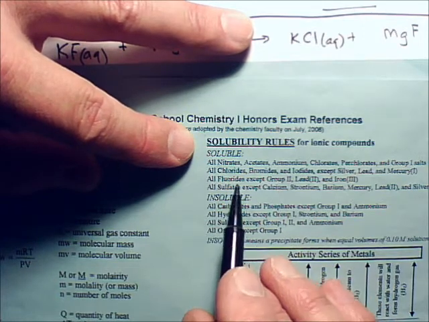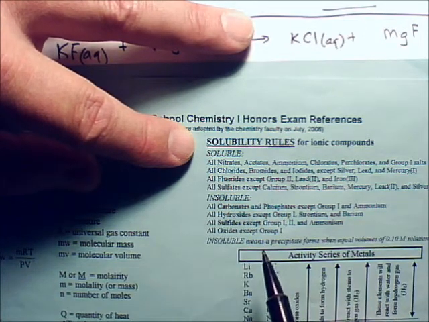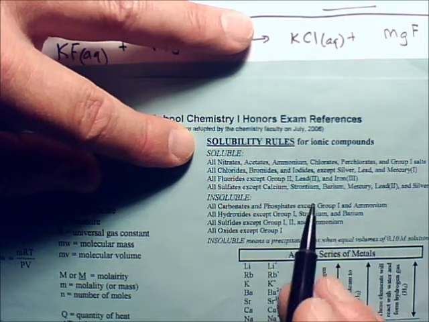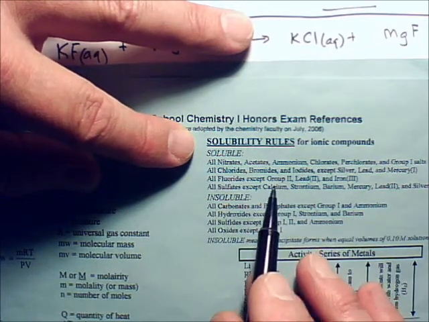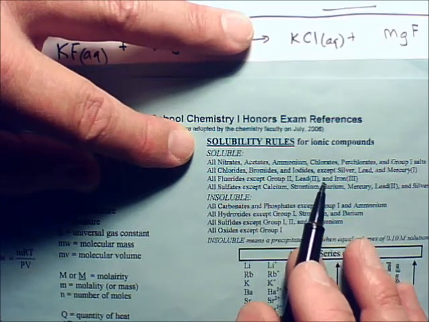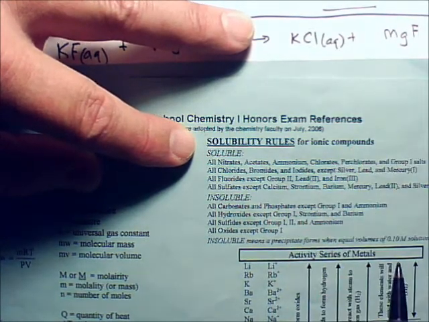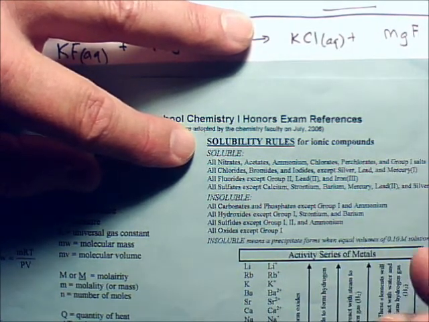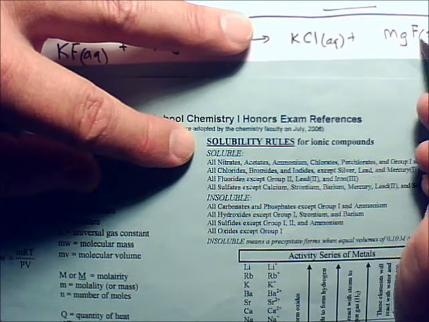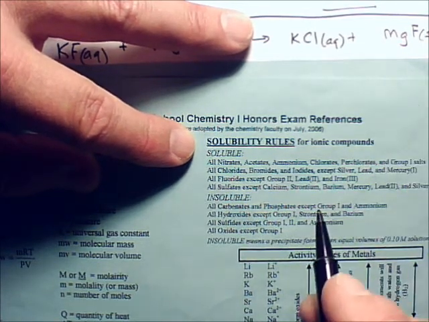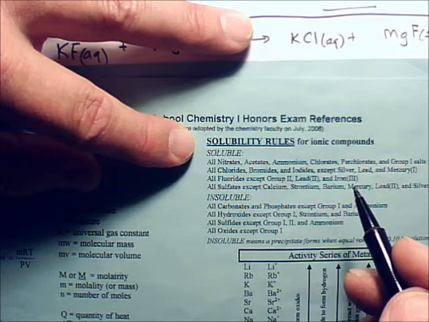Okay? All fluorides are soluble. So all fluorides are aqueous except when fluorine is combined with a group 2 metal, lead 2, or iron 3. So is this going to be soluble or not? Not soluble, so it's going to be a solid. It's going to precipitate. Okay?